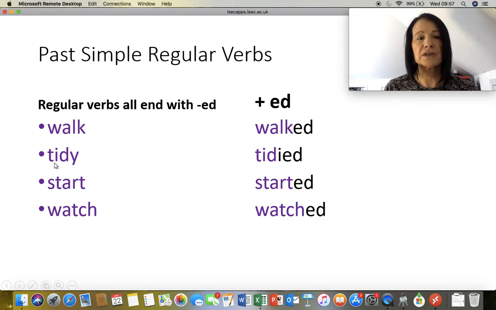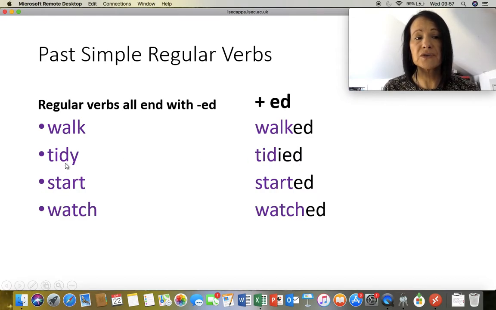Okay, this word, what is this word? Tidy. Now, this is a little bit different. Notice we have this letter I here. And where has the Y gone? Yes, we take off the Y and we add IED.